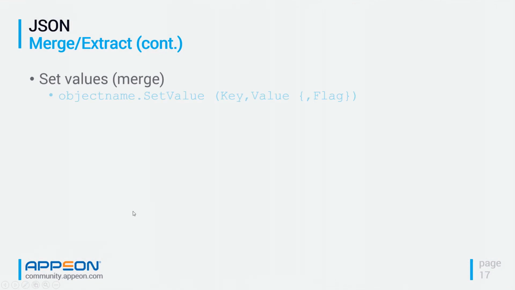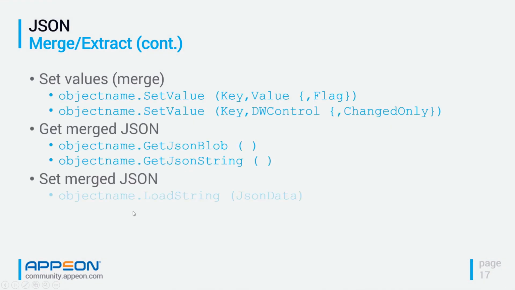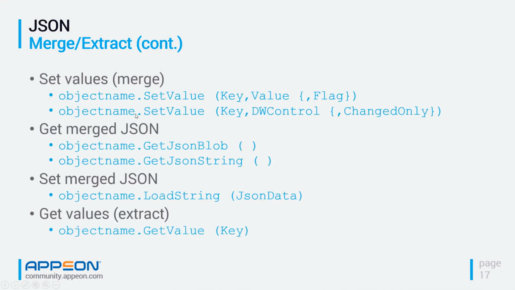So how do we do this? Well, there's 4 methods here. What we do, first of all, is we take our JSON packager object and we do a set value on it for each data set that we want to include in the large block of data.